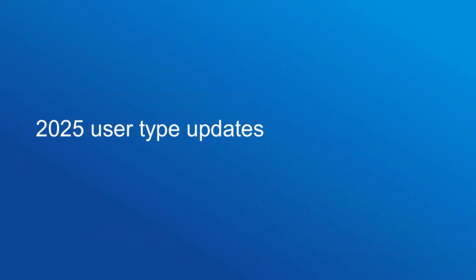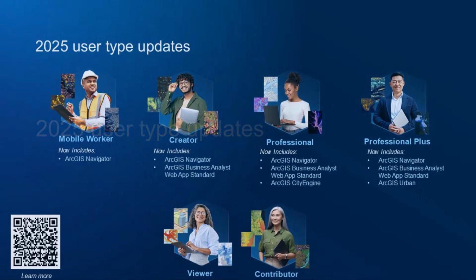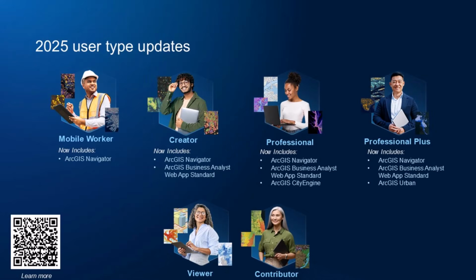There have also been some updates to user types to provide you with access to more products. Upon upgrading to ArcGIS Enterprise 12.0, the following 4 additional products are included with certain user types: ArcGIS Business Analyst Web App Standard, ArcGIS City Engine, ArcGIS Urban, and ArcGIS Navigator. For more information about user types, scan the QR code and head over to our webpage or reach out to your account manager.